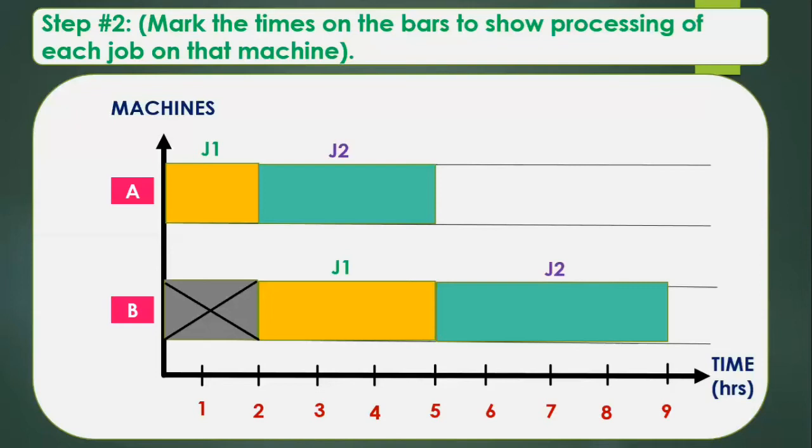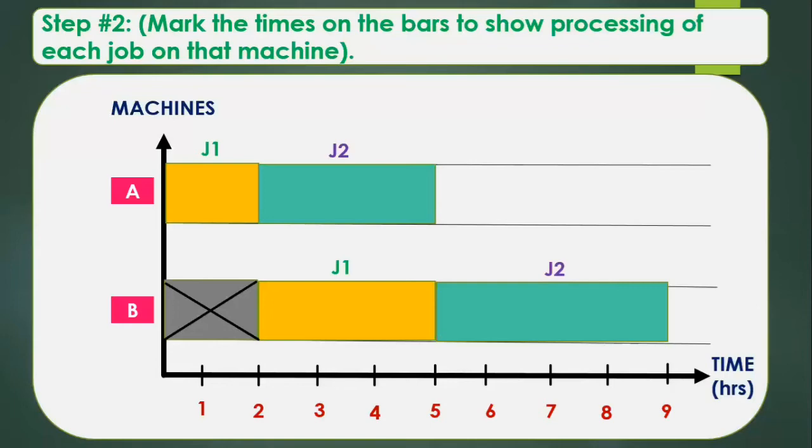After that, since we are done with machine A, it will be processed on machine B for 4 hours. We stopped at the 5th hour, therefore the 5th hour will be our starting point, and we count 4 hours. From 5, we have 6, 7, 8, 9. So we stopped at 9. That is how we plot our bars to show the processing times of each job on each machine.